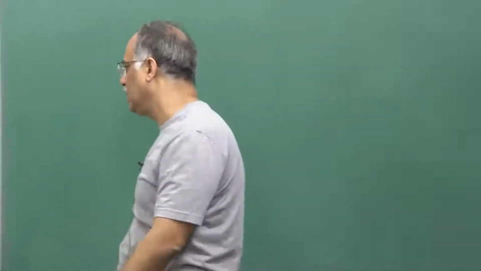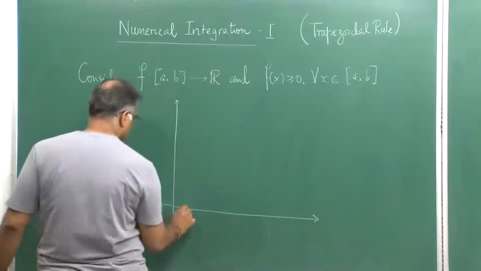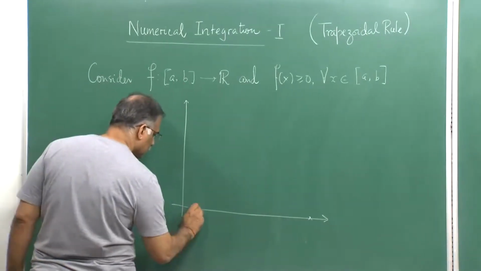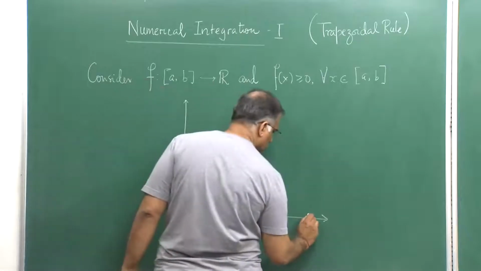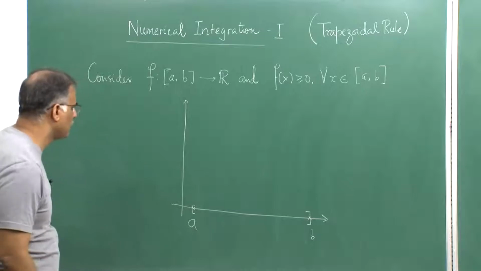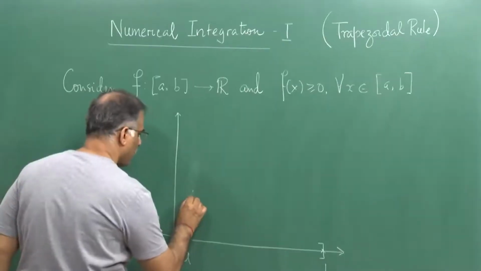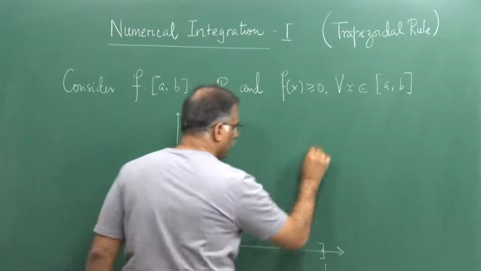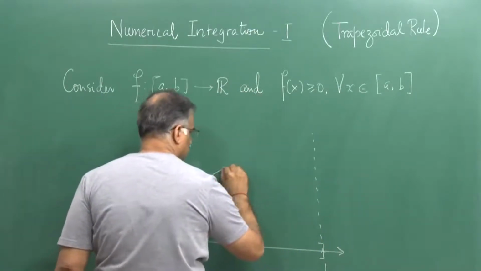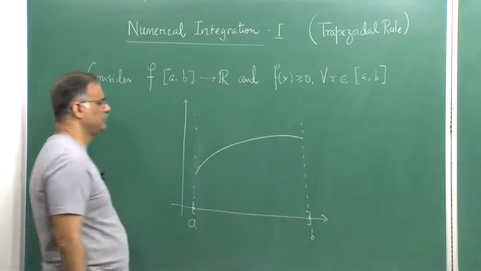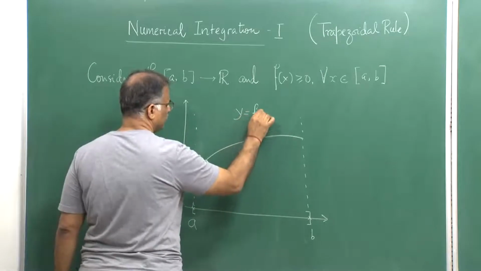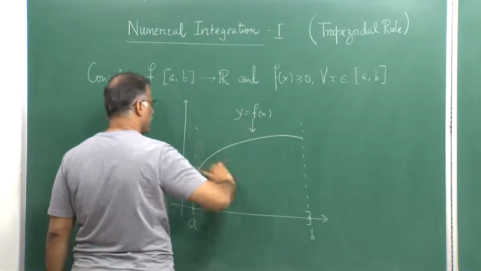So here let us look at this function. Here is my A and here is my B. Don't bother too much about the drawing. Let this be the function, so this is my y equal to f of x. Now this is a graph.